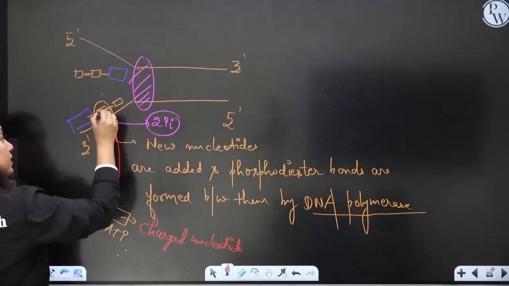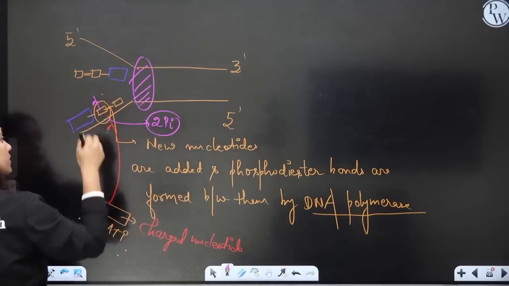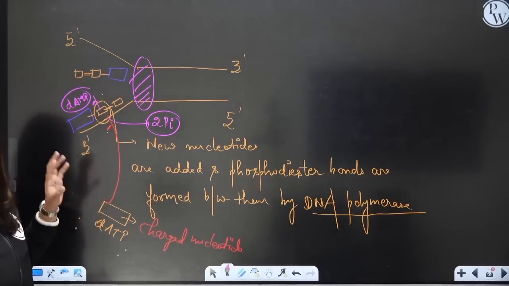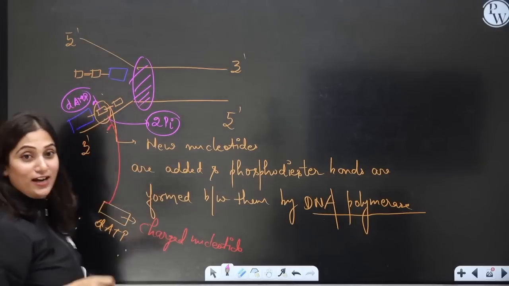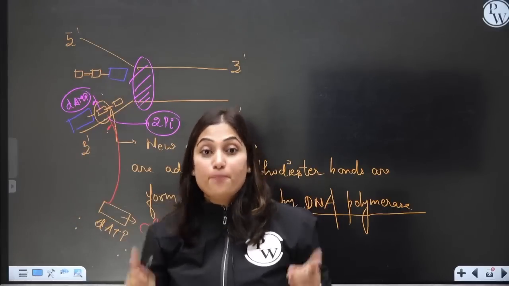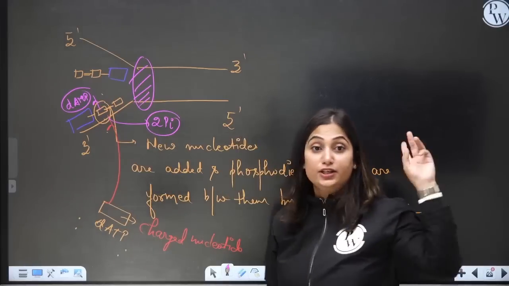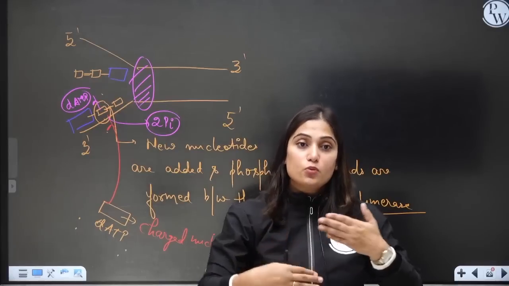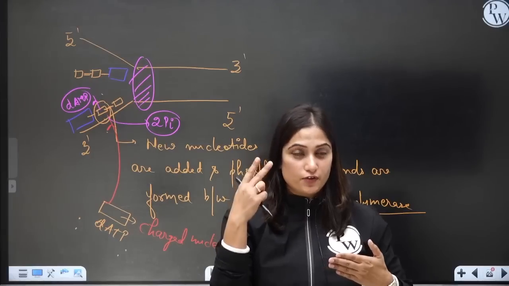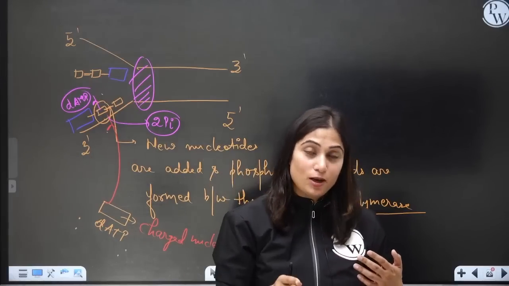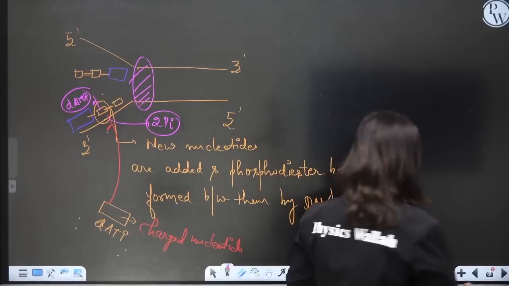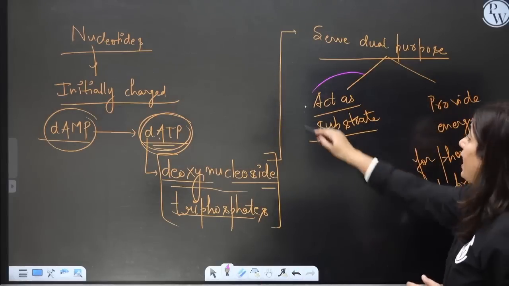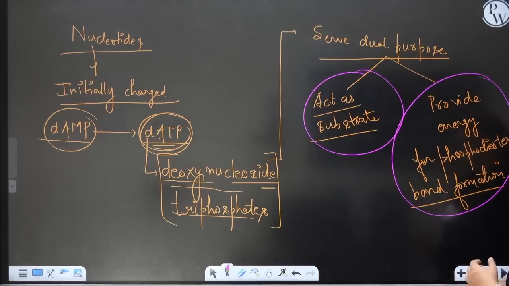Okay, and when this is attached in the DNA strand, it would be in the form of monophosphate. The nucleotide present in the DNA strand is in the monophosphate condition, but when it came, it was in the triphosphate condition, and when it is inserted into the strand, it changes into the monophosphate condition. Two phosphates are released, and these will provide energy to DNA polymerase to form the phosphodiester bond. That is why we said that these charged nucleotides serve a dual purpose. That means they act as substrate and they provide energy for phosphodiester bond formation.